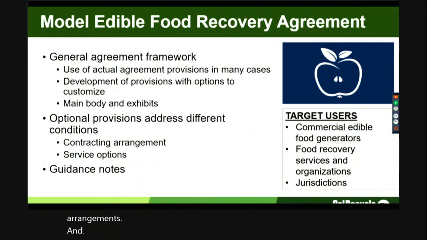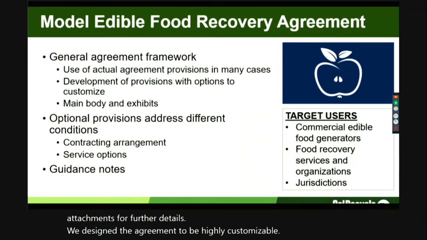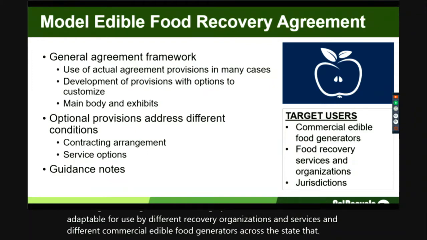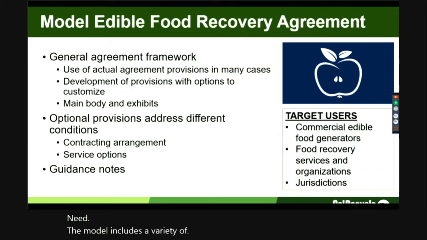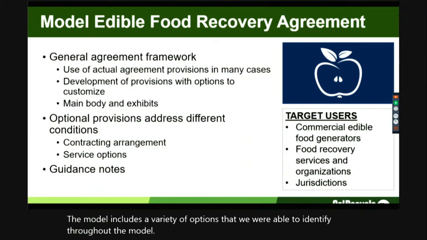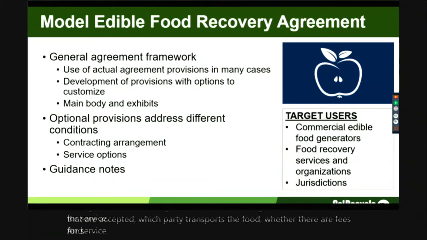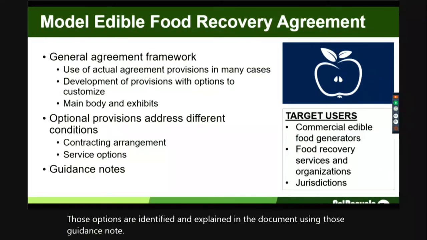And the model agreement is organized using a main body as well as the attachments for further details. We designed the agreement to be highly customizable, flexible, and adaptable for use by different recovery organizations and services and different commercial edible food generators across the state that are going to have different service approaches and unique needs. The model includes a variety of options that we were able to identify throughout the model in guidance notes, and things like the types of food that are accepted, which party transports the food, whether there are fees for service, and more. Those options are identified and explained in the document using those guidance notes as we used in the other tools.